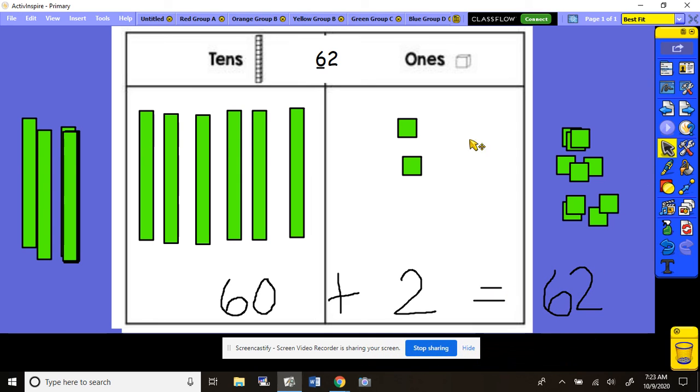I'm going to practice counting one more time. Remember, we count by tens and then count on by ones. 10, 20, 30, 40, 50, 60, 61, 62. So that's how you count on a place value mat. That's how you count out your tens and your ones, and then the value of each place gives you the expanded form for that number.